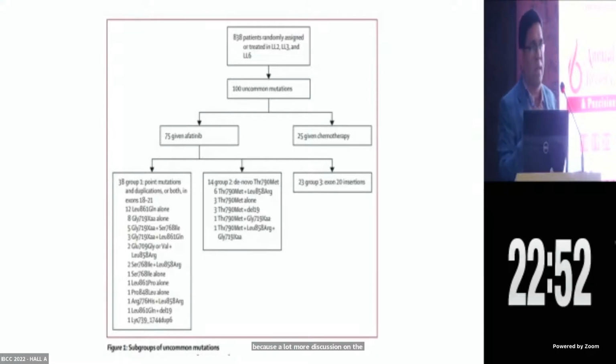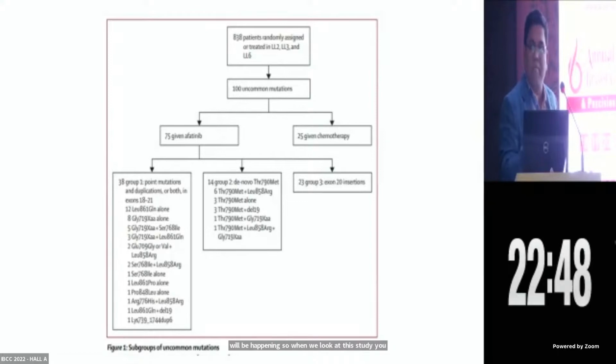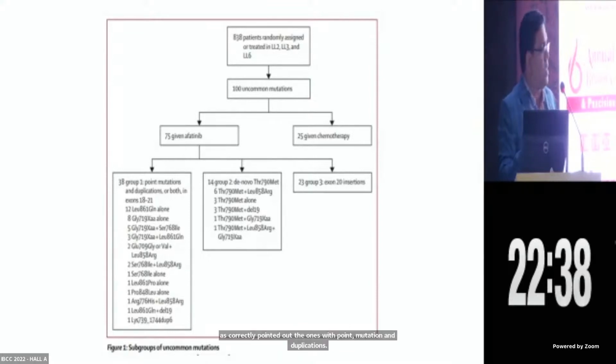So when we look at this study, you could see that there are 100 uncommon mutations, 75 received afatinib, out of which group 1 is, as correctly pointed out, the ones with point mutations and duplications. Group 2 is T790M. Group 3 is exon 20 insertions, and chemotherapy.